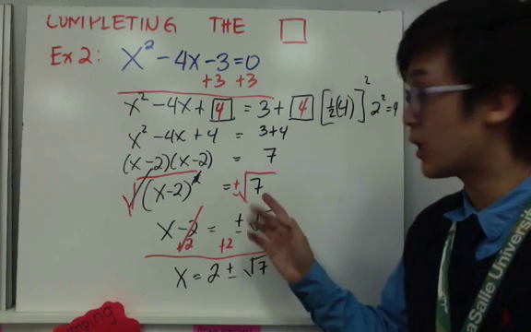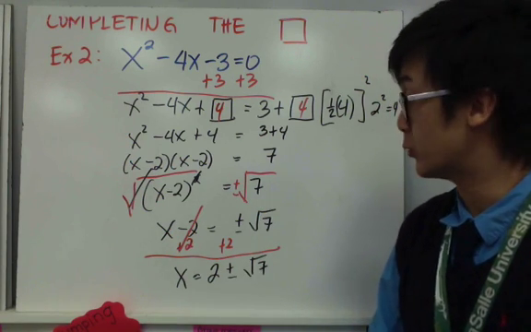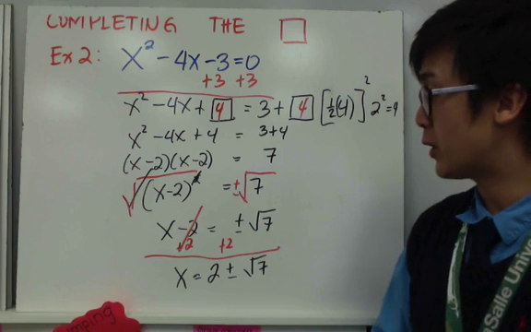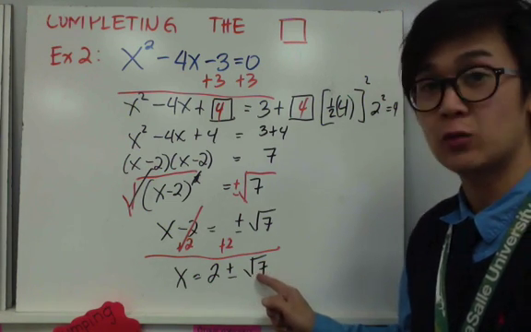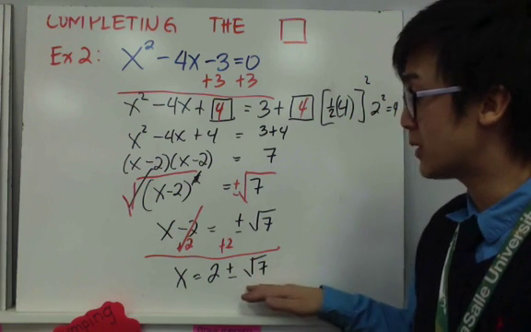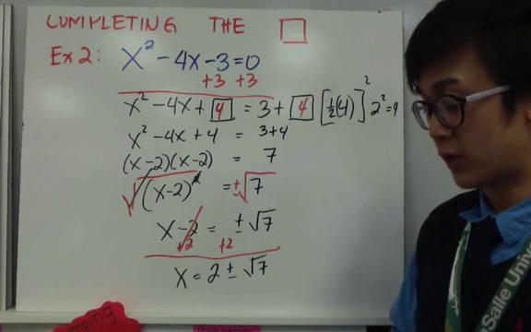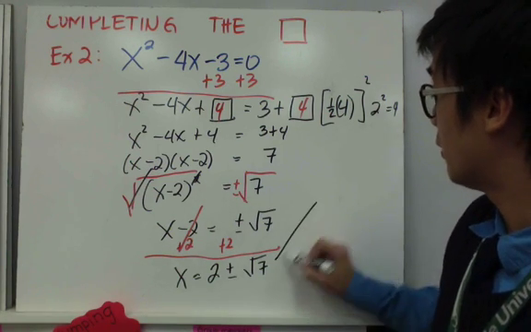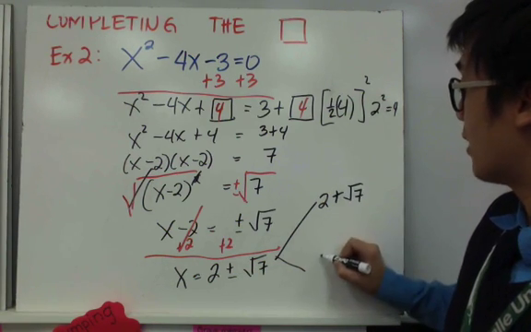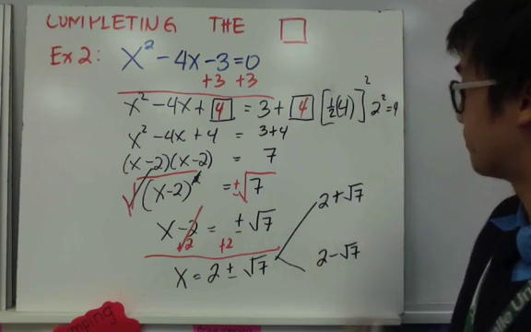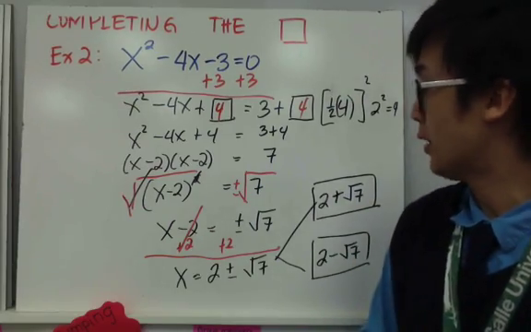Now the square root of 7 is not a perfect square, because to get the square root of 7 we need a calculator. So we'll just use the square root of 7 as our answer. Since a real number cannot be added or subtracted with a radical, our answer will simply be x equals 2 plus square root of 7 and x equals 2 minus square root of 7. Let me show you the two x's: 2 plus square root of 7 and the other one is 2 minus square root of 7. These are the two values of x that we are looking for.